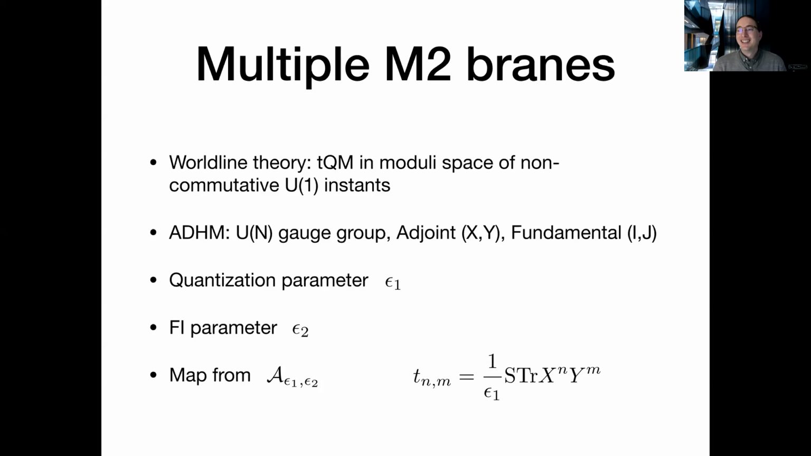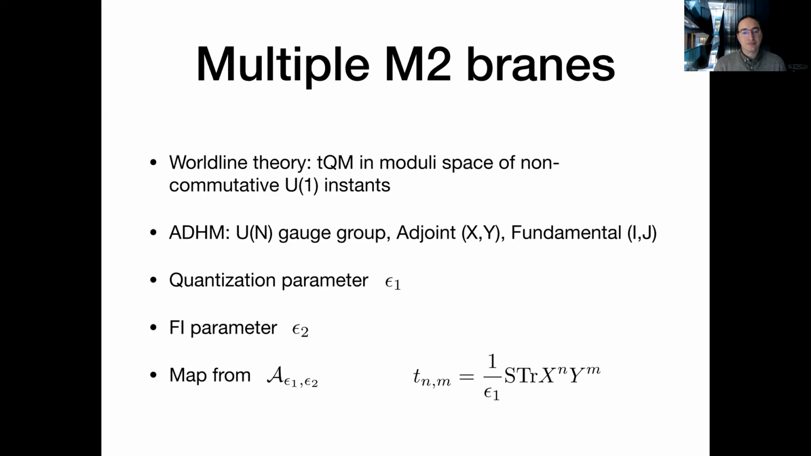So if you have N M2 branes, you look at the space of N non-commutative U(1) instantons. It's a hyperkähler manifold, in particular, it's complex symplectic. You treat it as a phase space, and that's the target of the worldline theory. You can describe it by an ADHM-style gauge quantum mechanics, where there is a U(N) gauge group, a pair of adjoint fields, and a pair of fundamentals. The algebra of observables of this worldline theory depends on two parameters. One is the quantization parameter, I call it epsilon one, and the other is a phi parameter, which controls the degree of non-commutativity of the instantons.